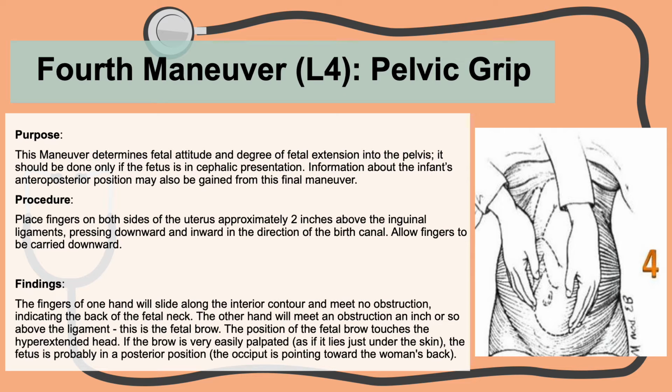The findings for this would be that the fingers on one hand will slide along the interior contour and meet no obstruction, indicating the back of the fetal neck. The other hand would meet an obstruction an inch or so above the ligament, which is the fetal brow. The fetal brow touches the hyperextended head, and if the brow is very easily palpated, as it lies just under the skin, the fetus is probably in a posterior position, and the occiput is pointing towards the woman's back.